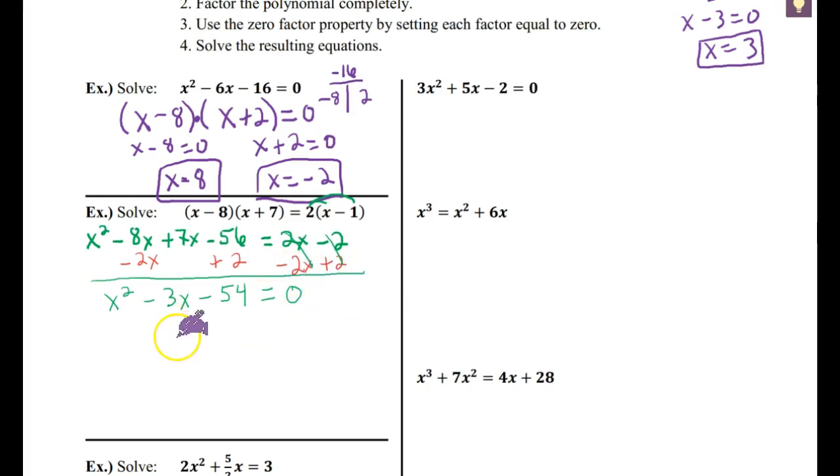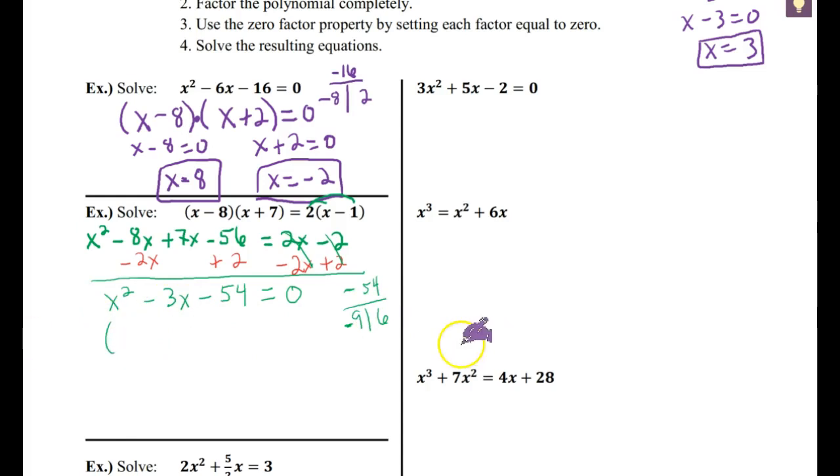So everything's on one side, now I factor. Again, I see 3 terms, so I'm looking for factors of negative 54 that are going to add up to my middle term, which is negative 3. I'm thinking 9 and 6 are 3 apart. One of them needs to be negative to multiply to a negative, and since my middle term is negative, it needs to be the bigger number. So negative 9 times 6 is negative 54. Negative 9 plus 6 is negative 3. And the front coefficient here was 1.